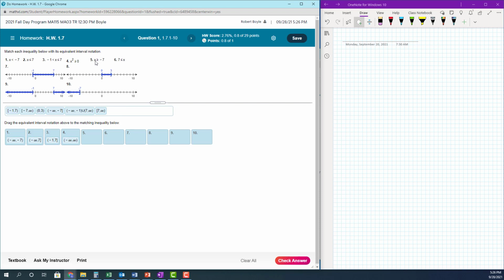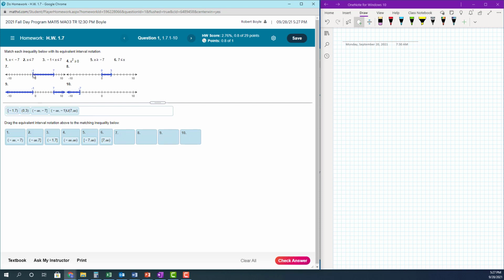Now number 5 is all values of x that are greater than or equal to -7. So that is going to be -7, including -7, all the way up to infinity. And there it is. And then for 6, this is all values of x greater than or equal to +7. So we're going to include +7, bracket, all the way to infinity. There we go.